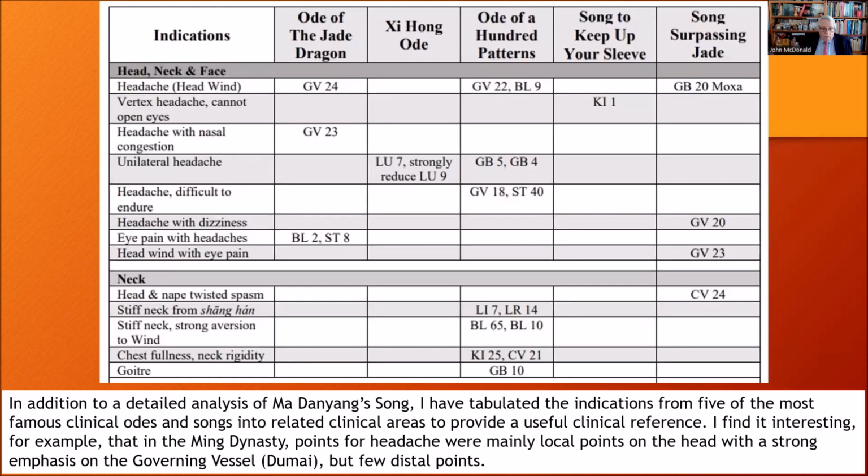In addition to a detailed analysis of Ma Danyang's song, I have tabulated the indications from 5 of the most famous clinical odes and songs into related clinical areas to provide a useful clinical reference. I find it interesting, for example, that in the Ming Dynasty, points for headache were mainly local points on the head with a strong emphasis on the governor vessel, Du Mai, but few distal points.